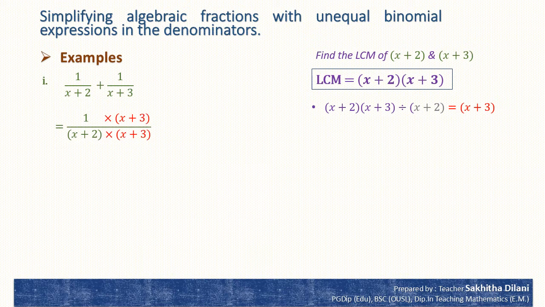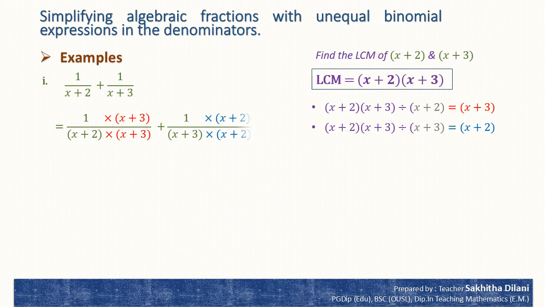Then divide the LCM by the denominator in the second fraction. That is x plus 2 into x plus 3 divided by x plus 3. The answer is x plus 2. Now multiply the second fraction by x plus 2.